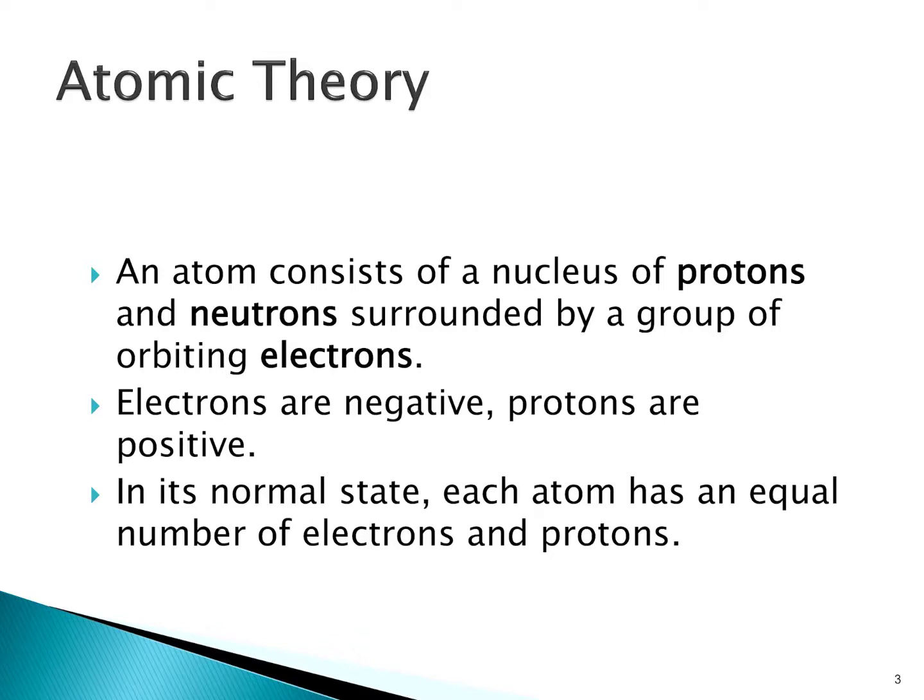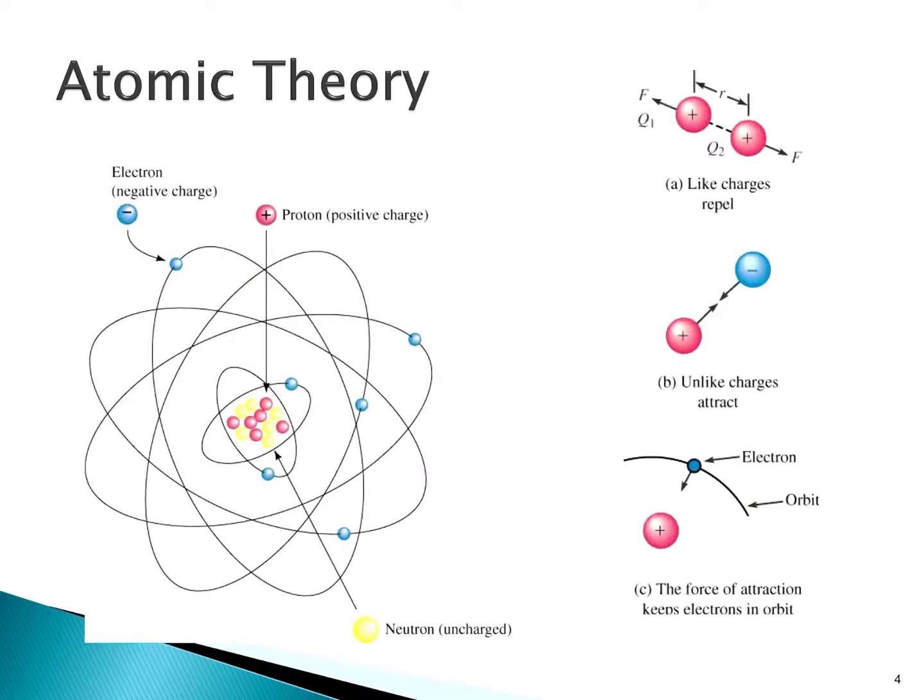So an atom consists of a nucleus of protons and neutrons surrounded by a group of orbiting electrons. And these are really the ones that can be freed from an atom and used to do work, which we call electricity. So electrons are negative, protons are positive. And of course, in its normal state, we know we have an equal number of electrons and protons.